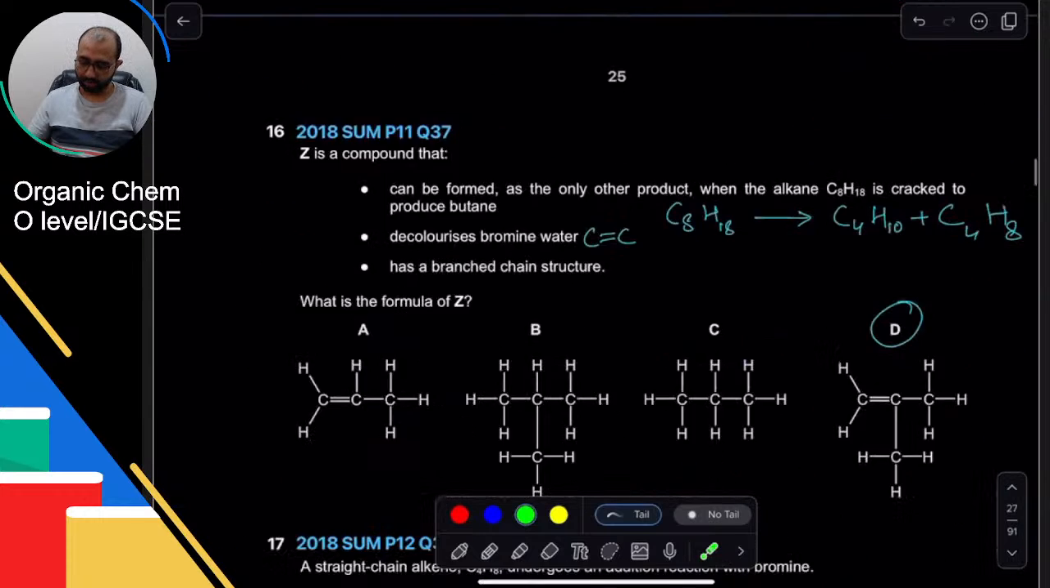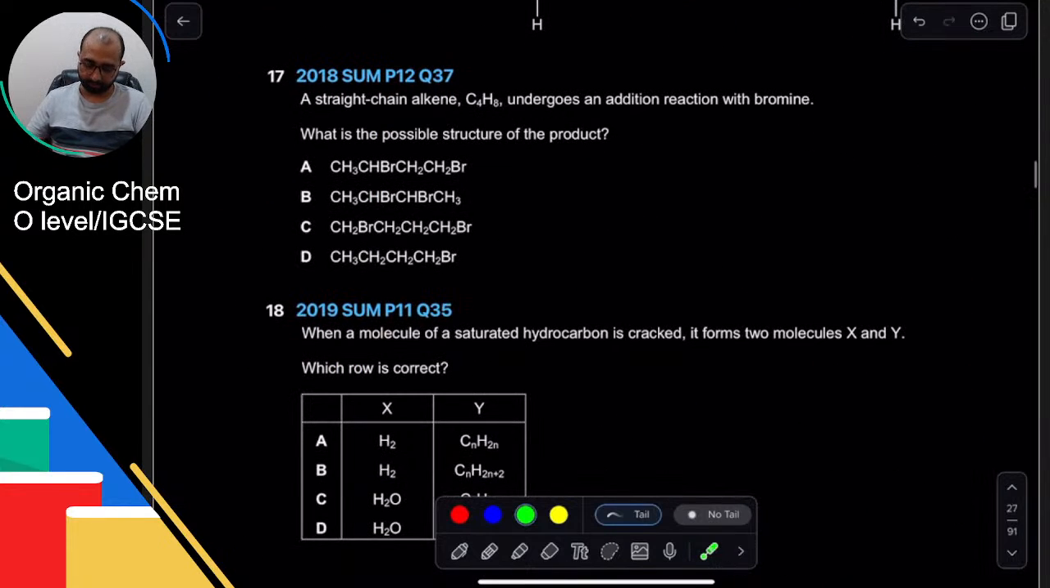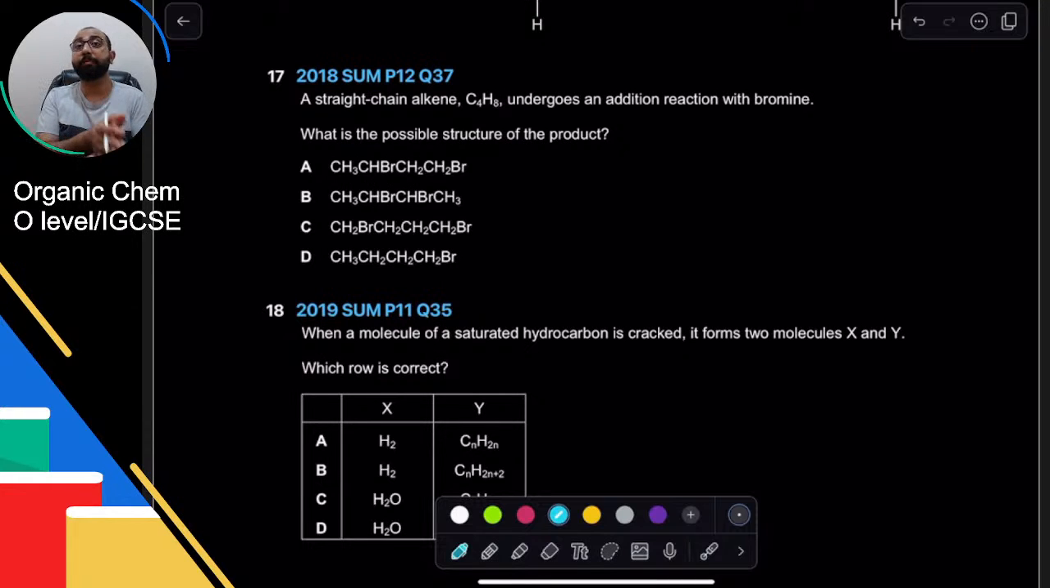Okay, moving on. We are on question 17 now. A straight chain alkene undergoes an addition reaction with bromine. What is the possible structure of the product? Now, it's straight chain, which means there will be no branch. Second, it has a double bond between carbons, which means that the bromine is going to be on 2 carbons. That is very important. Bromine cannot be on the same carbon.